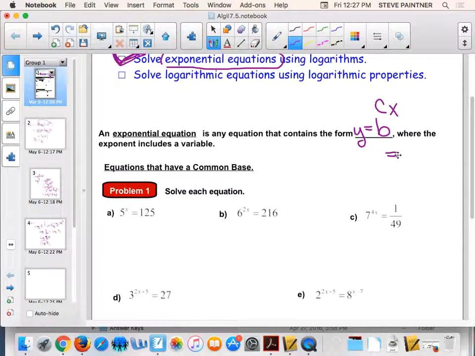Your base could be back here, 3, raised to the 2x equals what? Do I have a 10 back there? Yeah, 10. So there is an example of what you will do today, right there. And your job is to figure out x right there.